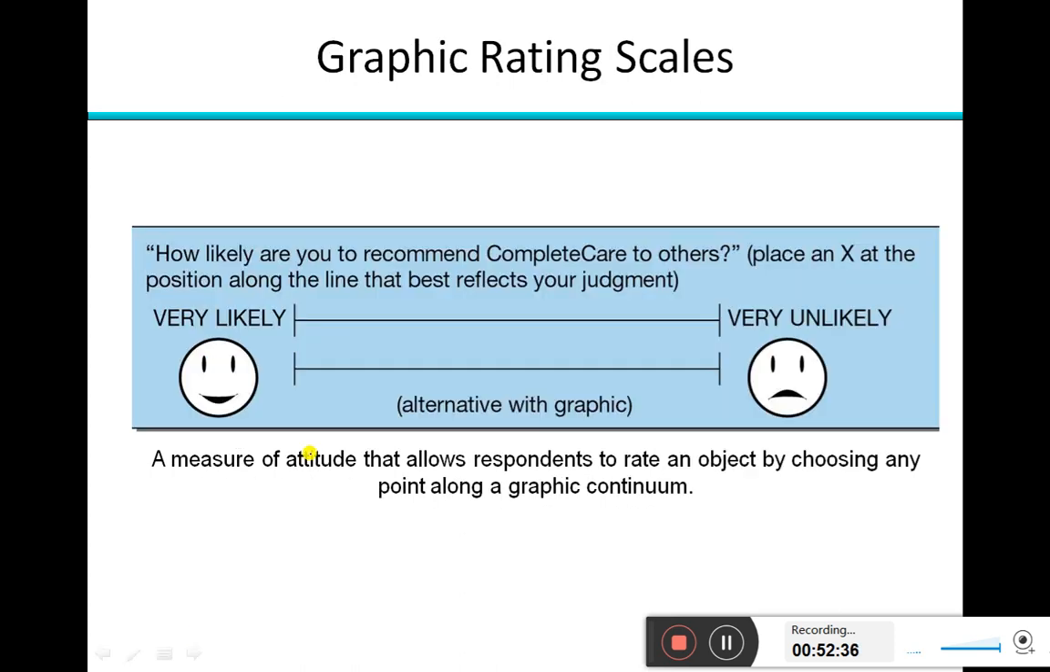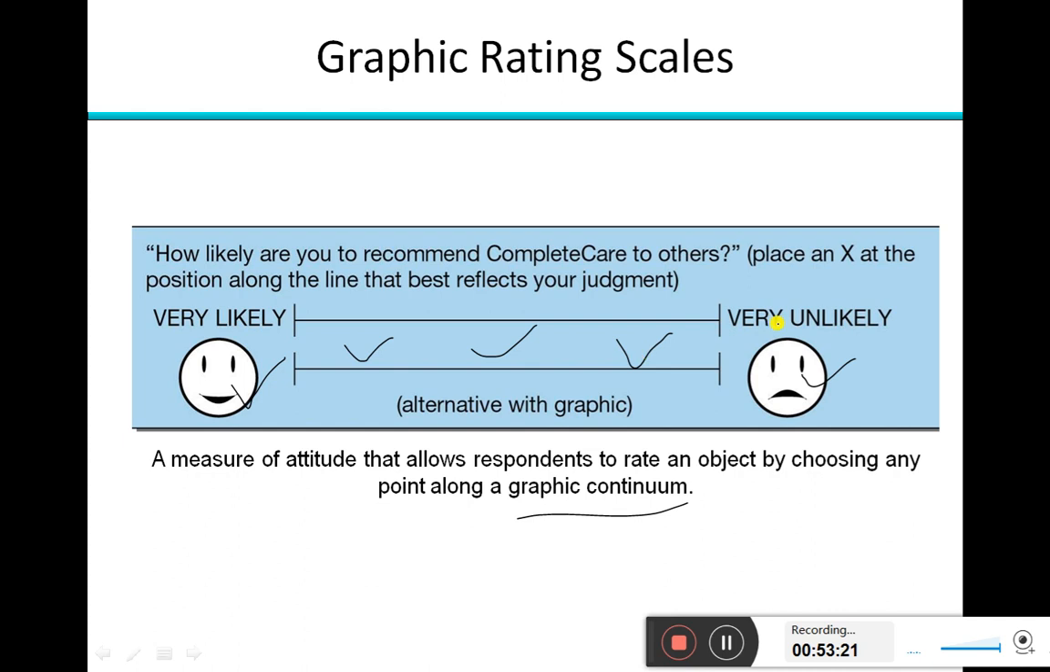Now the last we have the graphic rating scale. Often in internet surveys you have to use different, let's suppose, faces. One face shows very likely and another face shows very unlikely. Now between the two extremes you will have the different faces here and you have to pick a single face. So it simply means a measure of attitude that allows respondents to rate an object by choosing a point along a graphic continuum. Between all the faces you have to pick a single face and that will show the responses.